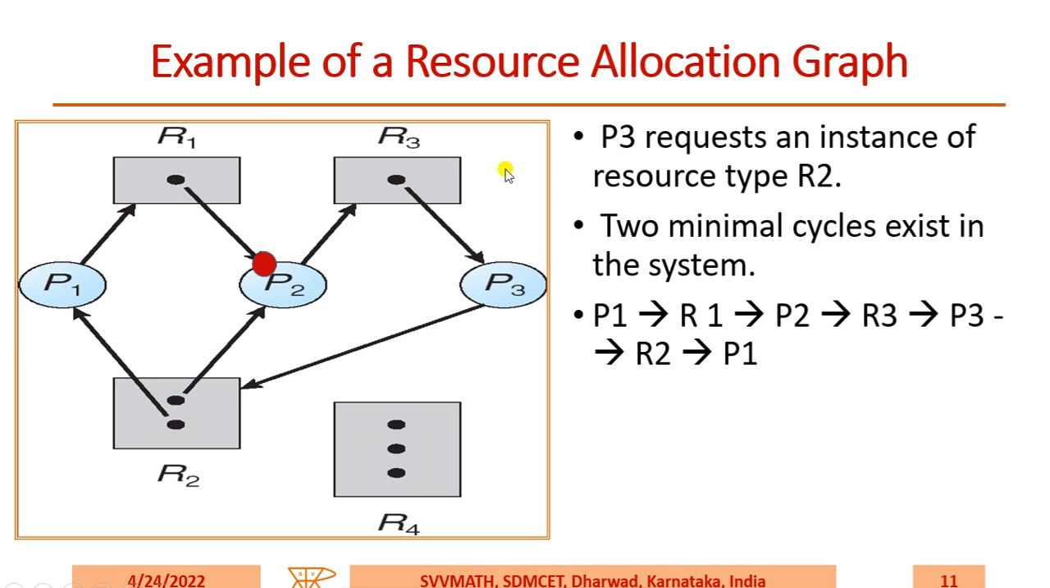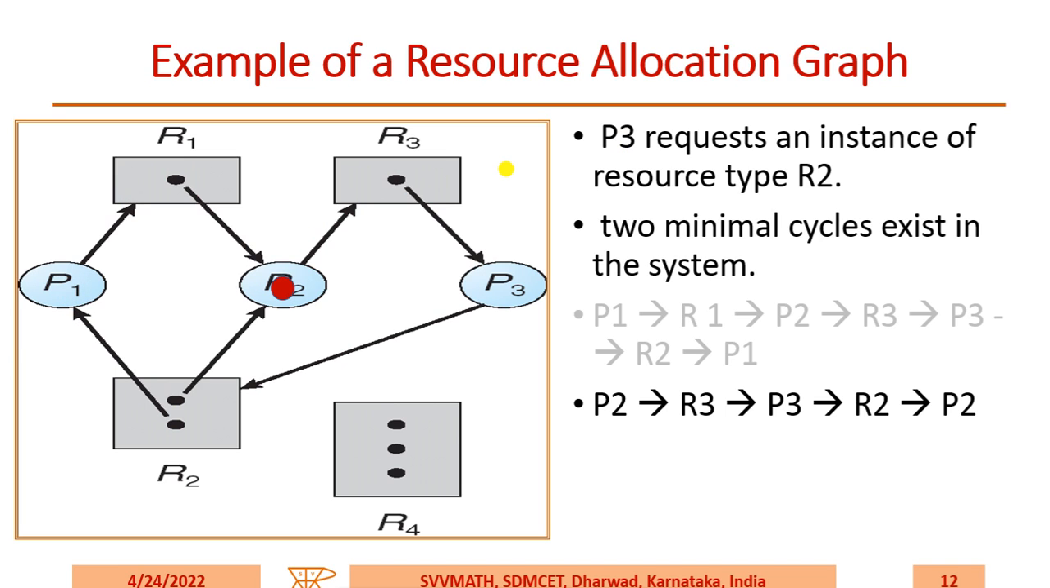Observe carefully. P3 to R2. And now, let us take the next one. We have another cycle, starting from P2, R3, P3, R2, back to P2. So this resource allocation graph has two cycles.